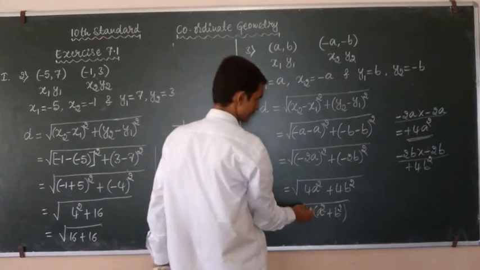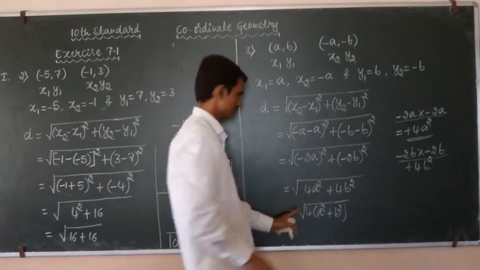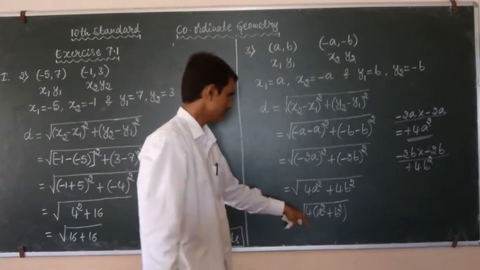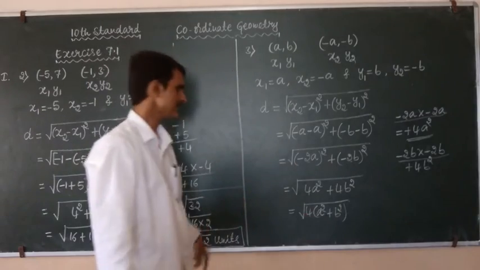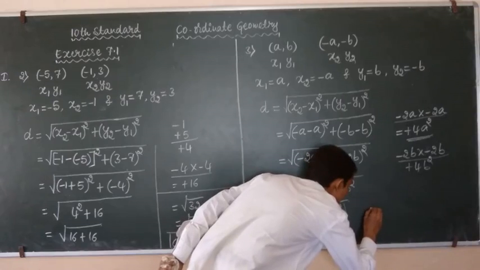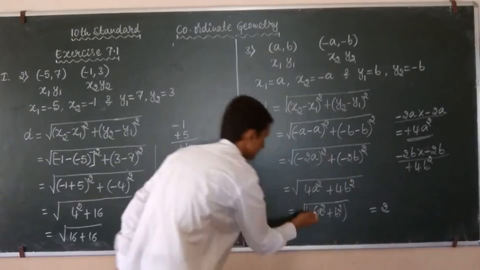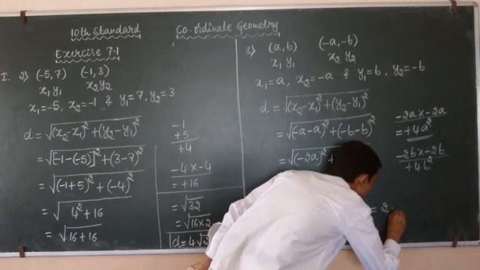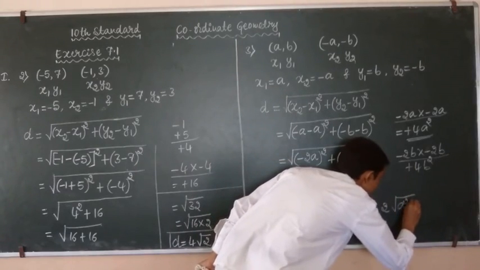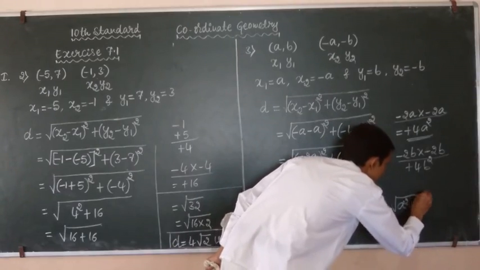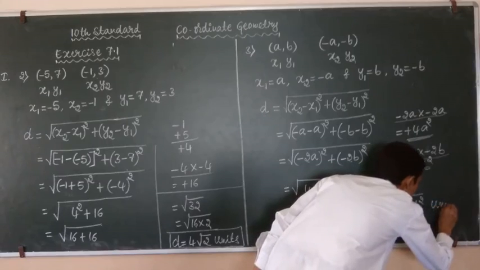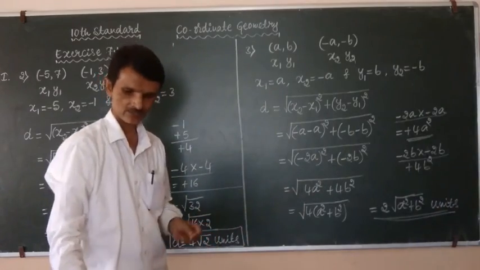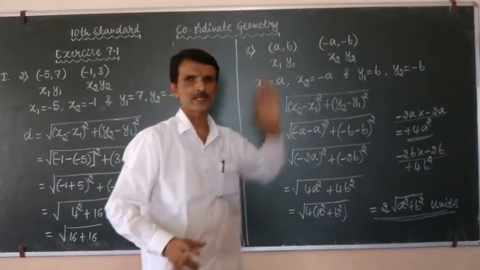So if you take 4 as a common, it will become root of 4 into a square plus b square. 4 is a perfect square. So it will become 2, taken outside the root. So it will become 2 root a square plus b square units. So this is the distance, the value of distance between the given 2 points.